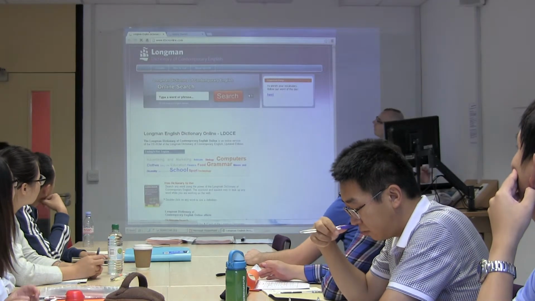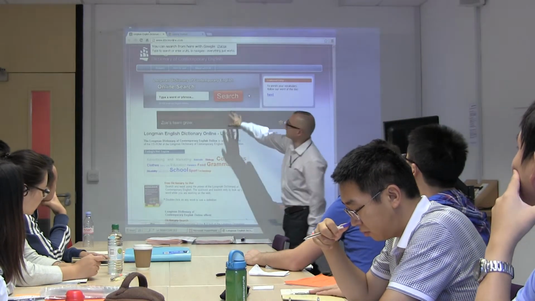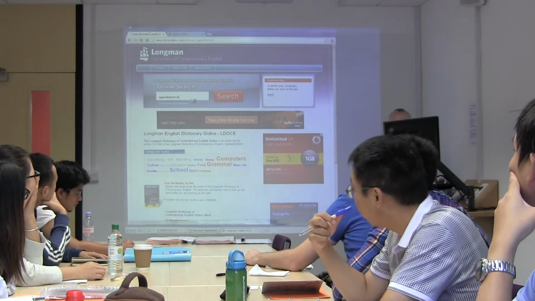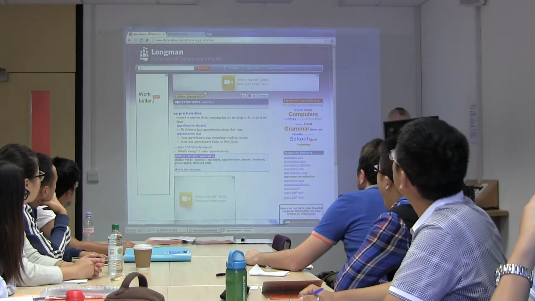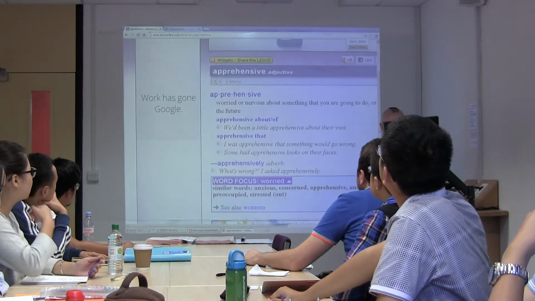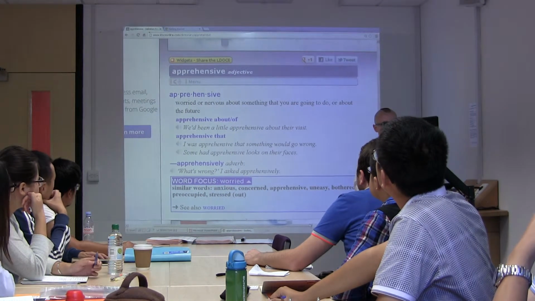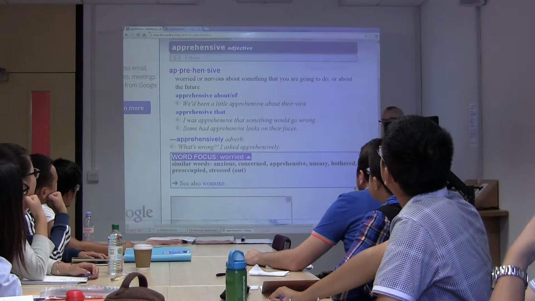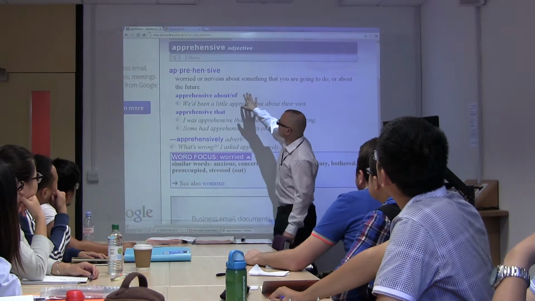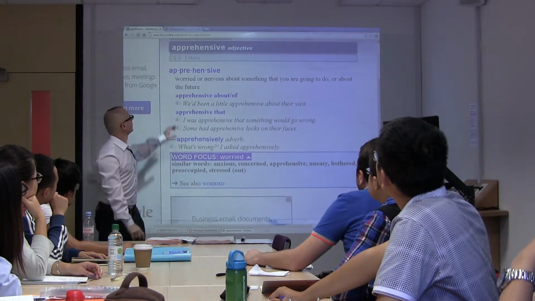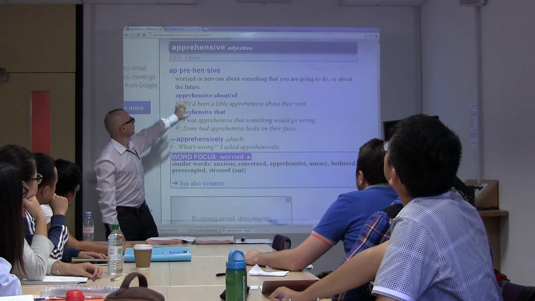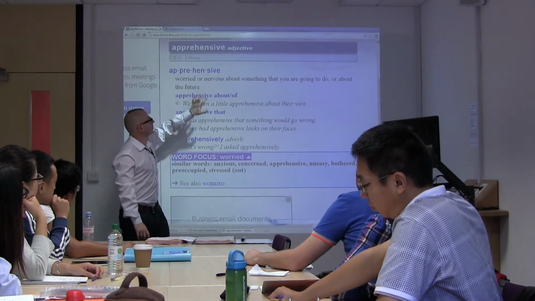This is Longman Dictionary of Contemporary English. A new word. Does anyone know this word? Did you know this word before? You knew. If you didn't, if you look at the definition like this: apprehensive, worried or nervous about something that you are going to do or about the future. Apprehensive is the same as worried or nervous.